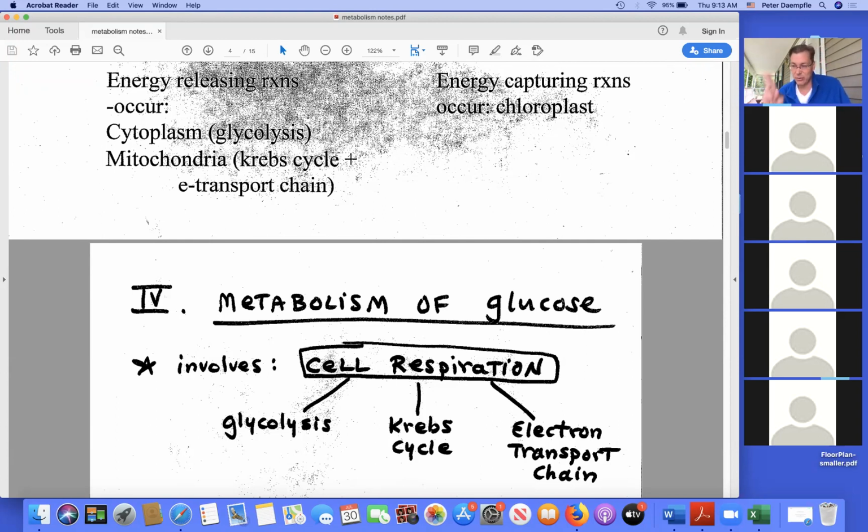I don't count viruses because those creatures are not alive. They're intracellular parasites. But all what we consider life carries out glycolysis and the Krebs cycle. Glycolysis in the cytoplasm. In the mitochondria, the Krebs cycle and the electron transport chain both occur.